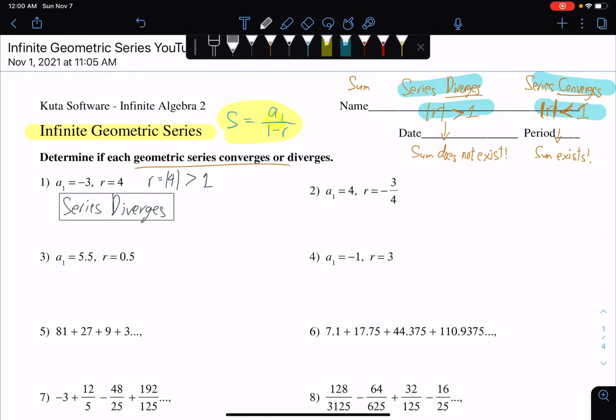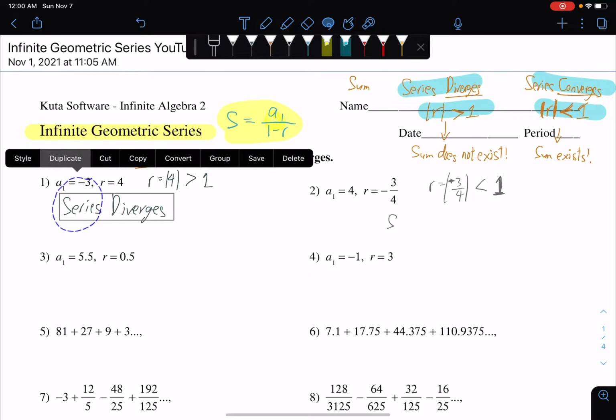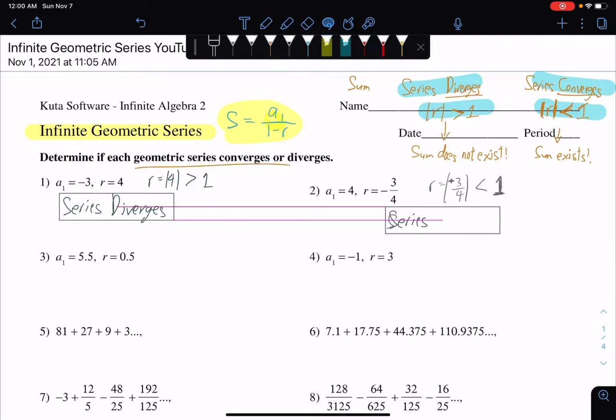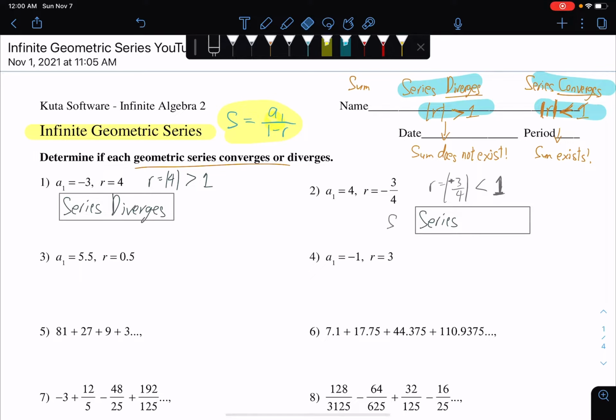For number 2, r is equal to negative 3 over 4. Absolute value, this will be positive. So positive 3 over 4 is smaller than 1. This is a proper fraction. All proper fractions are below the quantity of 1, and improper fractions can be higher than 1. So that's how fractions work. So in line with our lesson right now, the series converges.